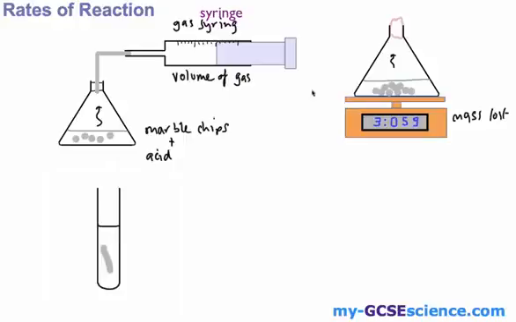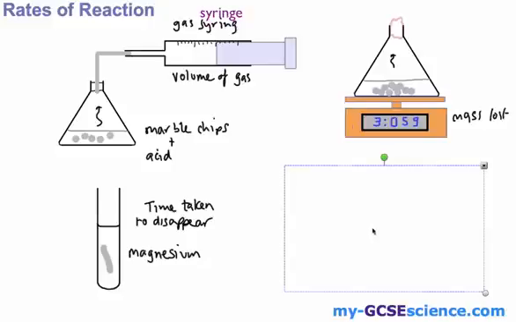Another common reaction that we deal with is something like acid again, but this time with magnesium strips. In this case you can measure the time taken for the magnesium to disappear. That magnesium reacts with the acid. Eventually, over a few minutes, it will disappear. The faster it disappears, the faster the reaction is. And this is another common experiment that you might have seen or might have to deal with.